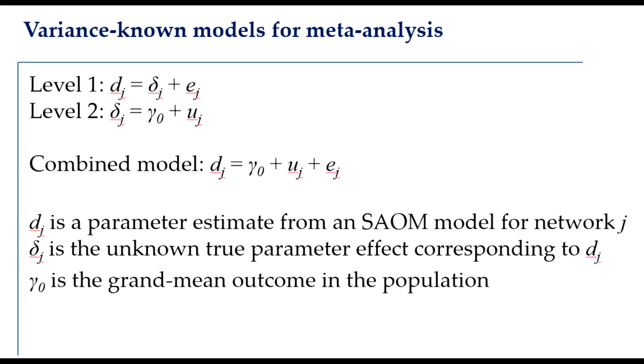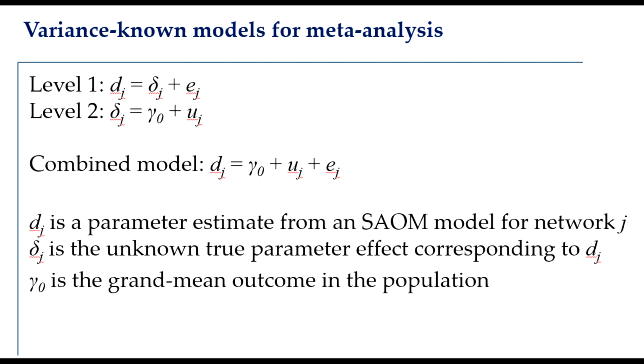When we look at an unconditional variance known model, we're going to notice some differences. There are some minor changes in notation, as it is conventional to use D as the outcome and to use delta instead of beta in the level 1 model. You should also notice that we have dropped the sub I notation. If each I is an individual and each J is a network, we no longer have information on any of the individuals. So it's a two-level model, but we don't actually have the data about the specific level 1 unit.